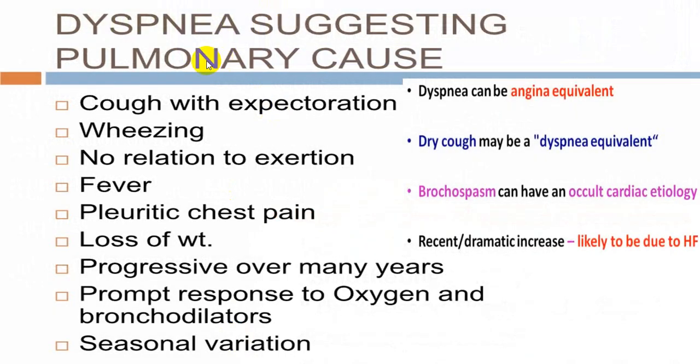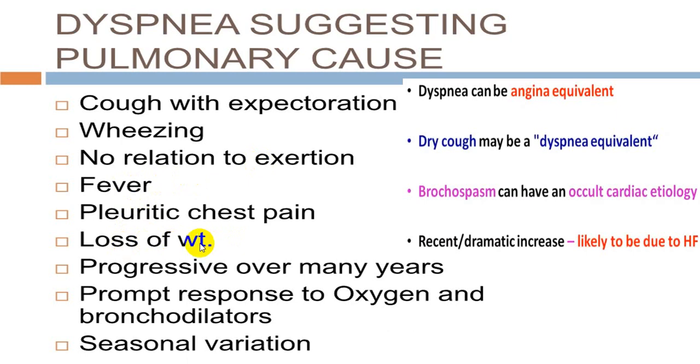In respiratory groups, along with dyspnea, there will be cough with expectoration. You will have wheezing. By and large, it is not related to exertion, meaning dyspnea will not become worse by exertion. Fever, a good number of times you will come across. Pleuritic chest pain, loss of weight, particularly in tuberculosis, malignancy, chronic respiratory disease like bronchiectasis, lung abscess, chronic bronchitis.